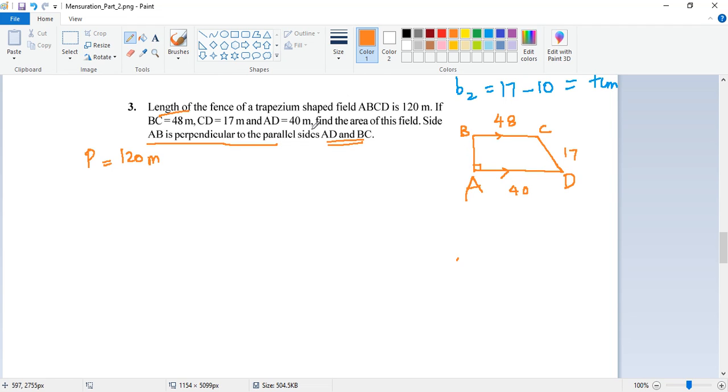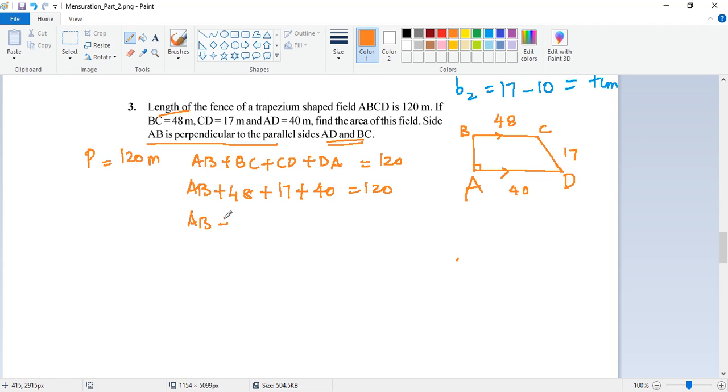So they have already given perimeter is 120, right? So you will say that AB plus BC plus CD plus DA should be equal to 120, right? So AB we don't know, we are going to find AB, plus BC is 48 plus CD is 17 plus DA is 40, should be equal to 120, right?